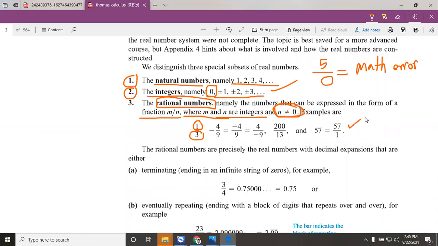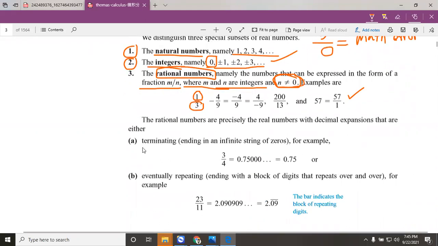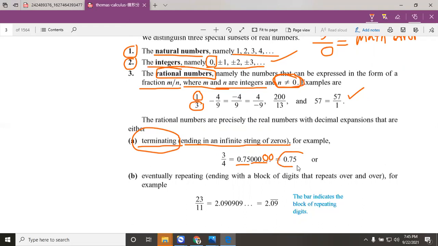Some examples are here, and we also get terminating decimals ending in an infinite string of zeros, like we get 0.75000000, okay, like an infinite number of 0s. So that is 0.75. So this is terminating, like our number ends here at 0.75. We have nothing else. So this is also a rational number.